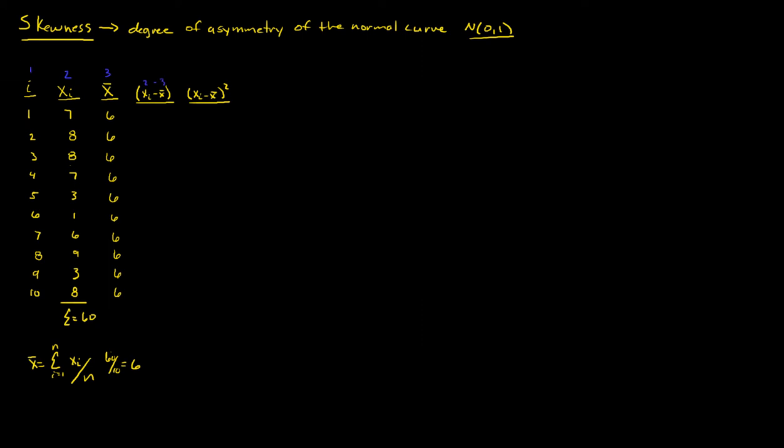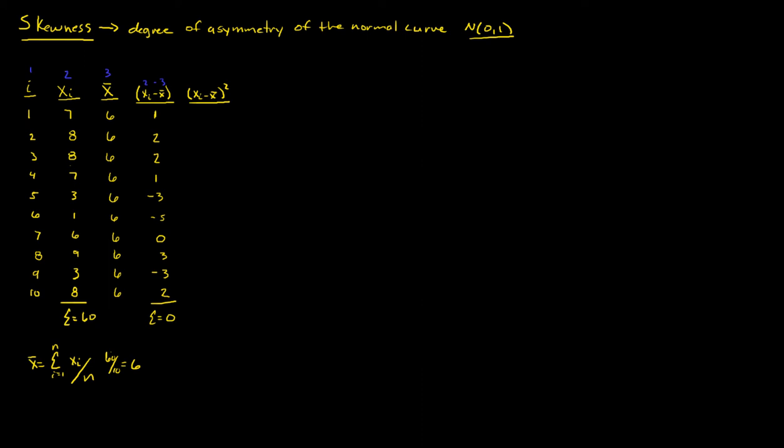And so what does that mean for us? Well, 7 minus 6 is 1, and 8 minus 6 is 2. Another 8 minus 6 is 2. 7 minus 6 is 1. 3 minus 6 is negative 3. 1 minus 6 is negative 5. 6 minus 6 is 0. 9 minus 6 is 3. Again, we have another negative 3 here. And then 8 minus 6 is 2. And if you were to sum all these up, you would get 0.